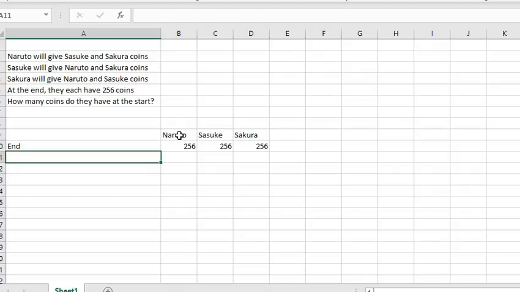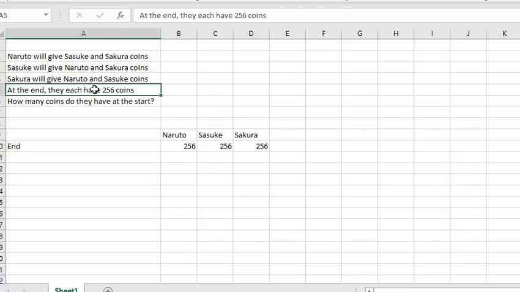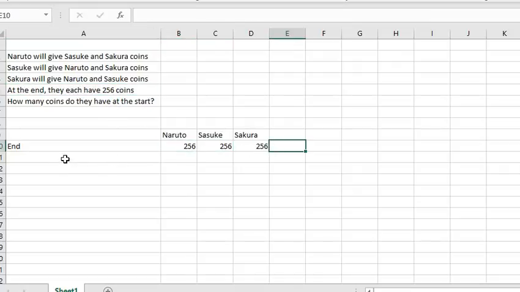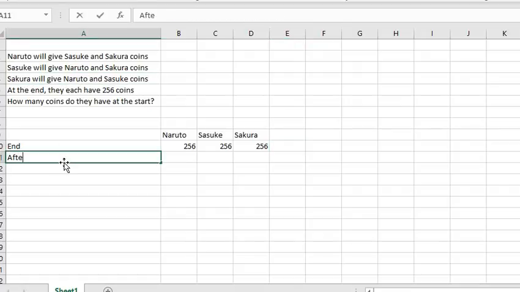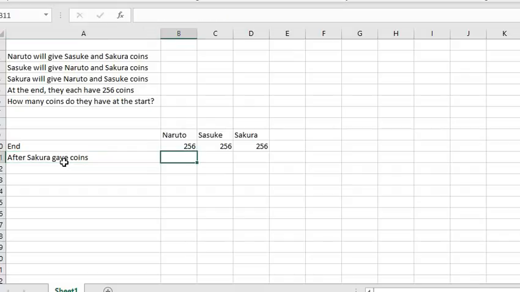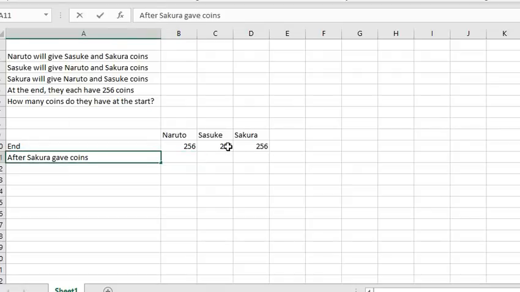Next, we write down what happens before they had 256 coins each. Well, what happened is that Sakura gave coins. Or rather, before Sakura gave coins, not after, because after Sakura gave coins, this is the end already. So let's figure out how much they have before Sakura gave coins.